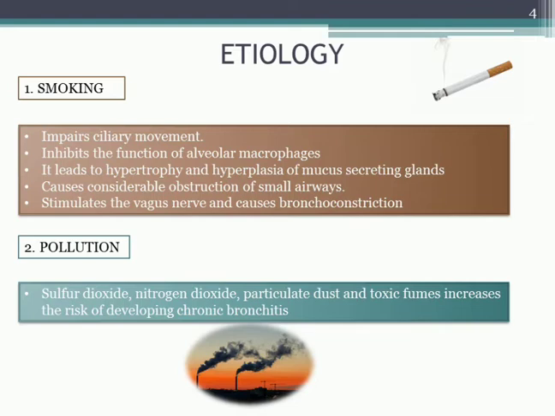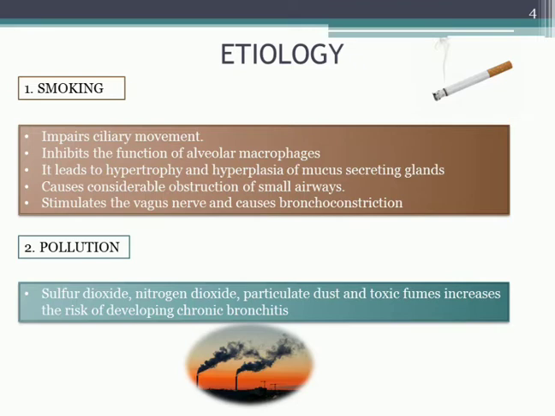Okay, and the third is that it leads to hypertrophy and hyperplasia of mucus secreting glands. Mucus secreting glands are the goblet cells and submucosal glands, which mainly produce the mucus in the respiratory tract. These glands produce mucus, and the mucus is very helpful in trapping the microorganisms or dust particles, and through coughing it is eliminated out.